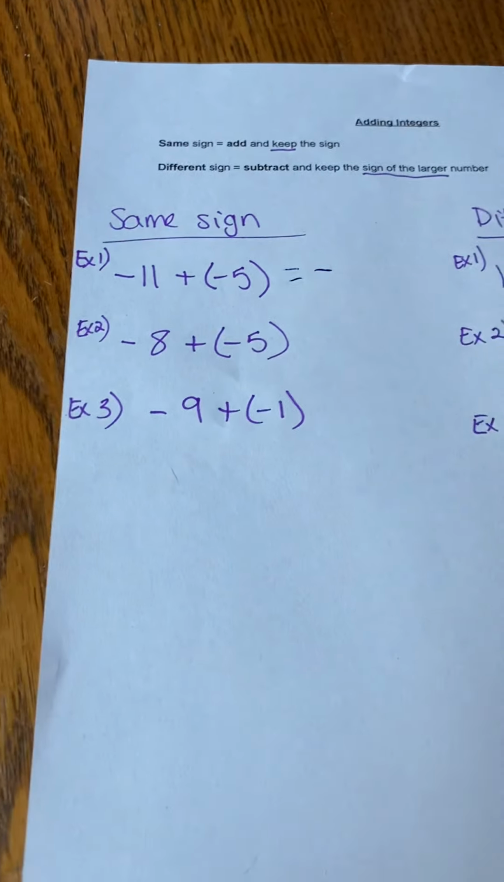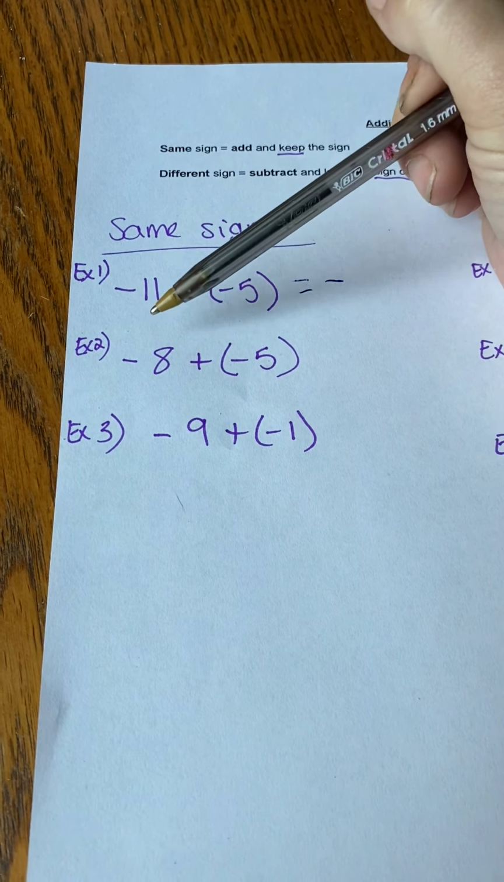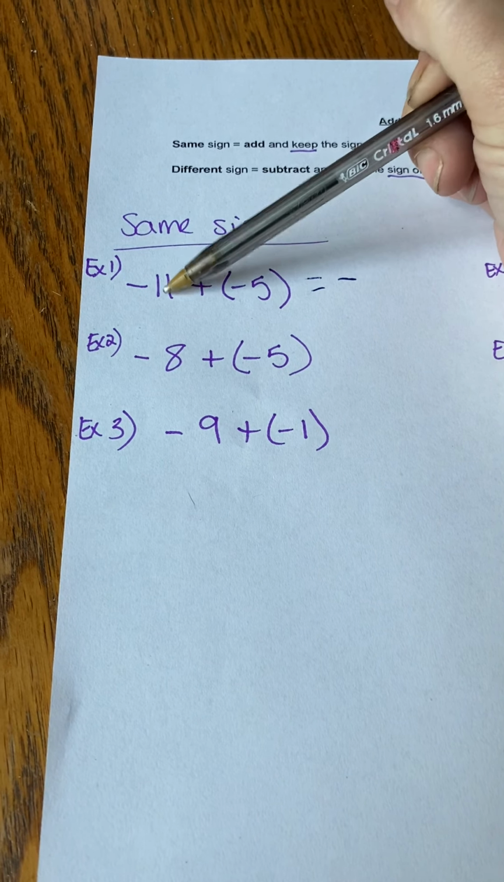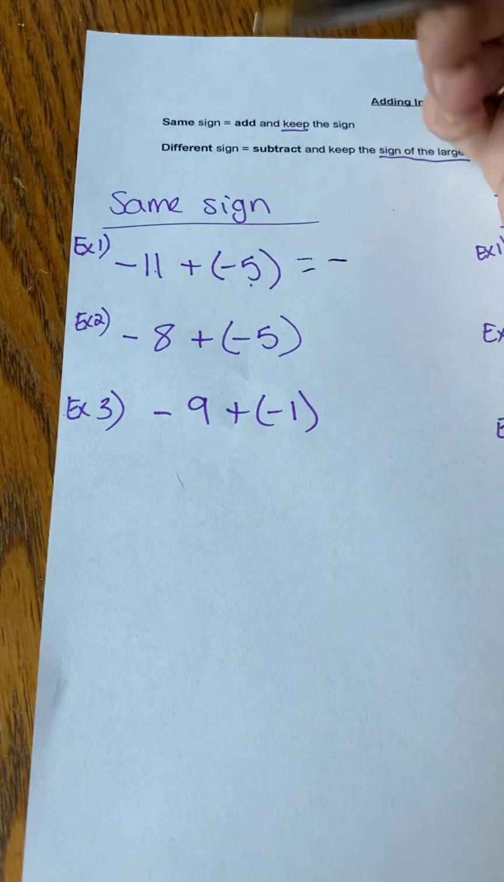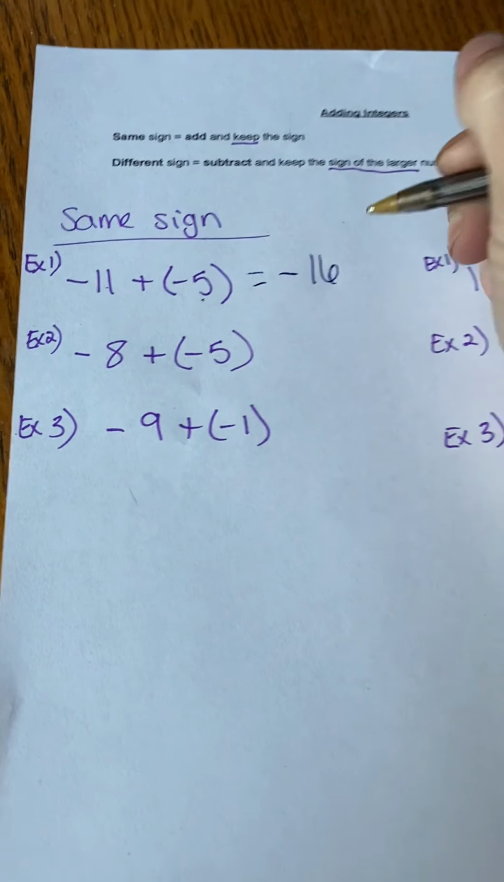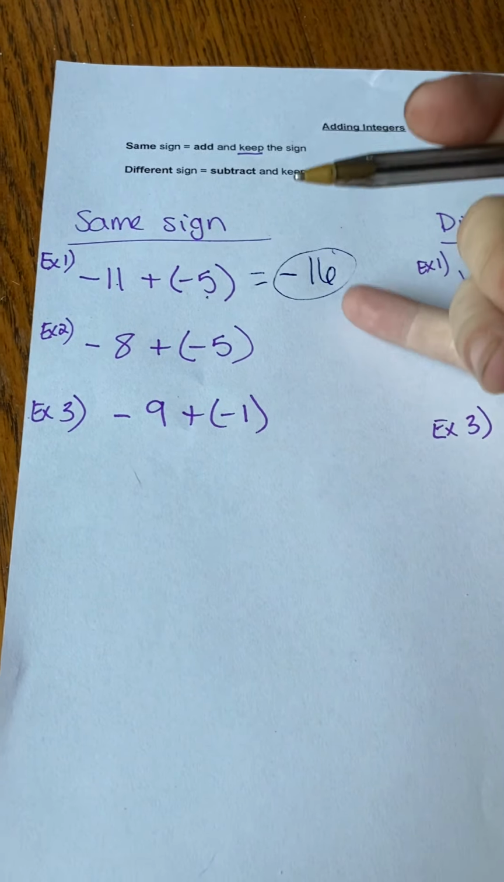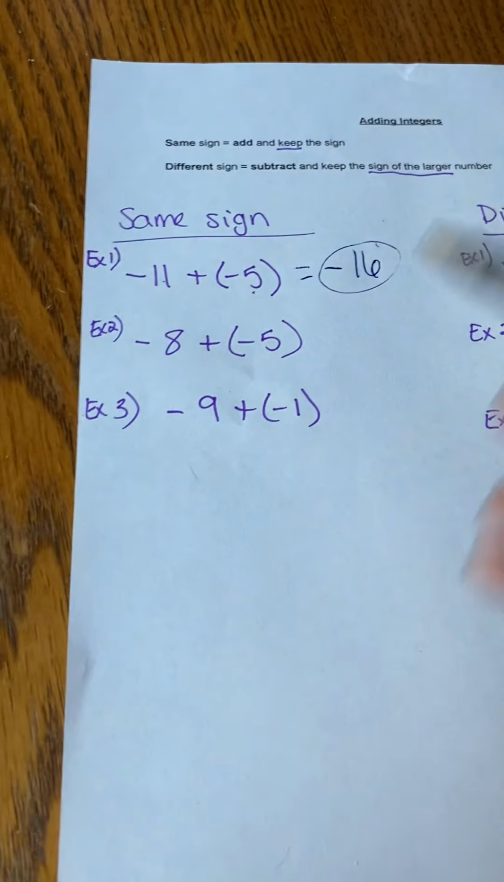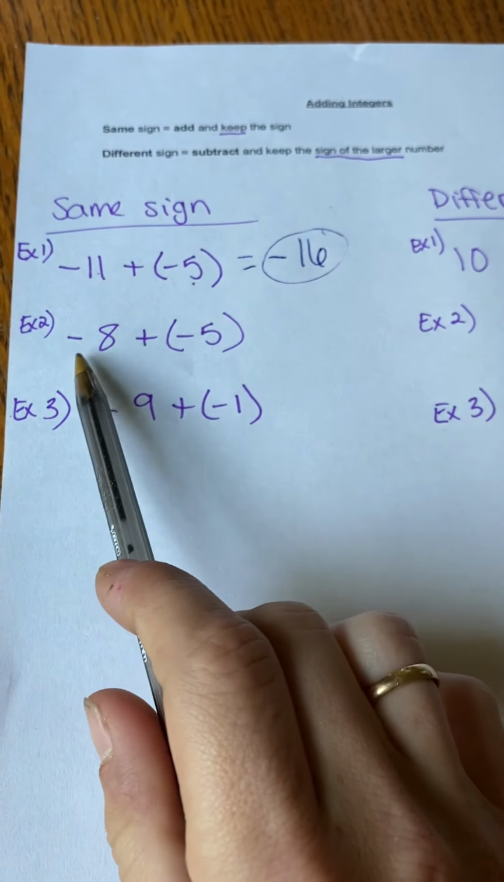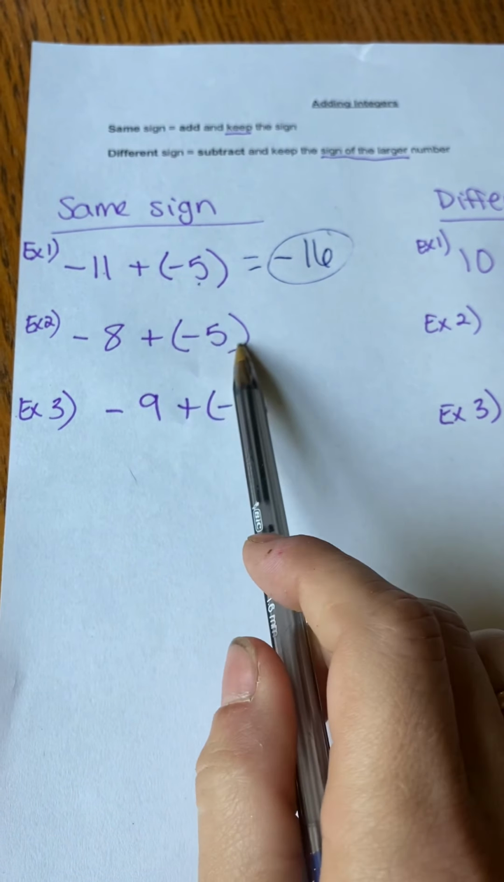So our answer is gonna be negative, and then we're just gonna take the absolute value and we're gonna say, okay, what's 11 plus 5? 16. So our answer is negative 16. So now we owe that person a total of $16. Example 2, same thing, negative 8 plus negative 5.